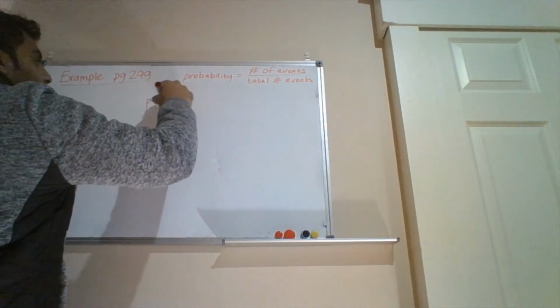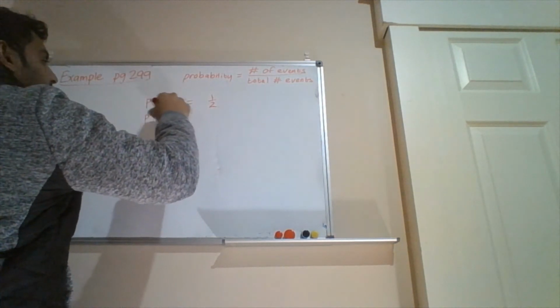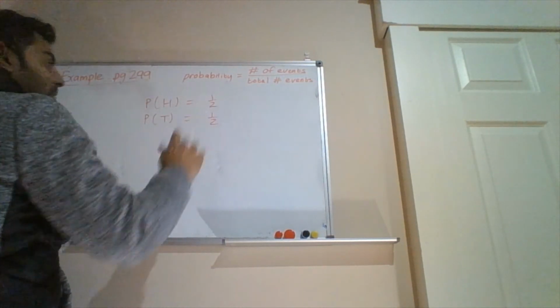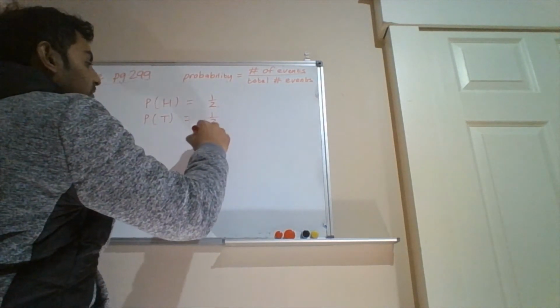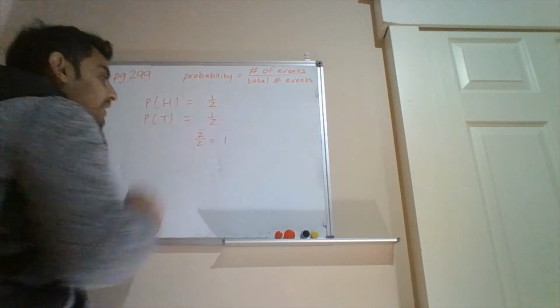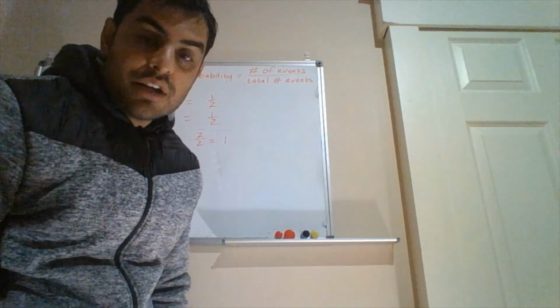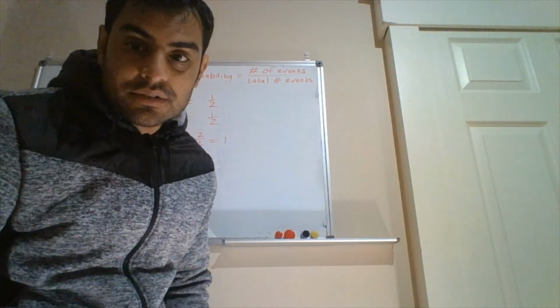Similarly, we can think of the case when we're flipping a coin. The probability of getting a heads is a half, and the probability of getting a tails is a half. And if we add up these probabilities, a half plus a half is 2 out of 2, which is 1. So we've exhausted, once again, all possible outcomes. With a coin flip, we can either get a heads or a tails.